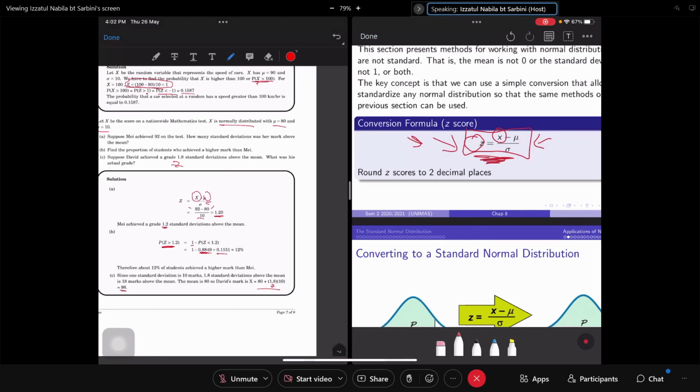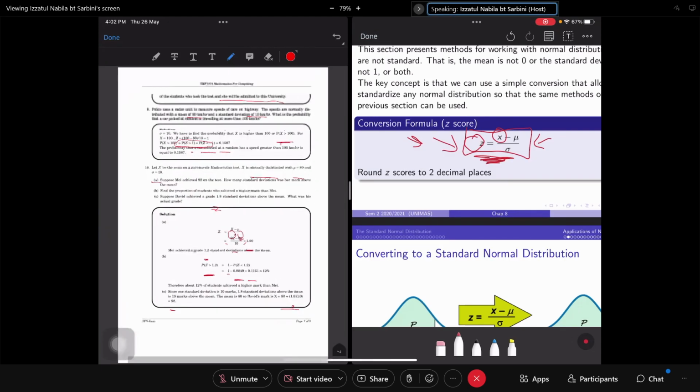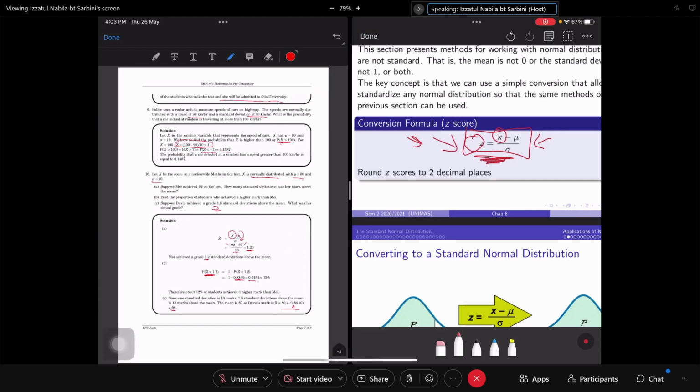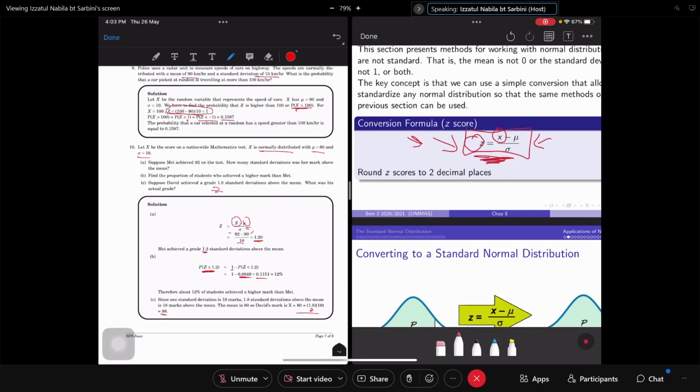Oh, this is the last question. So until question 10 only, right? For tutorial 8, you guys have up to 10, correct? Yeah. So any questions so far for tutorial 8? You guys understand chapter 8 clearly?